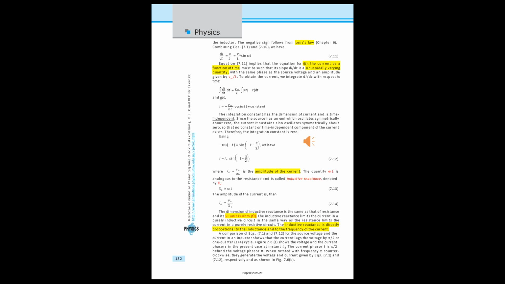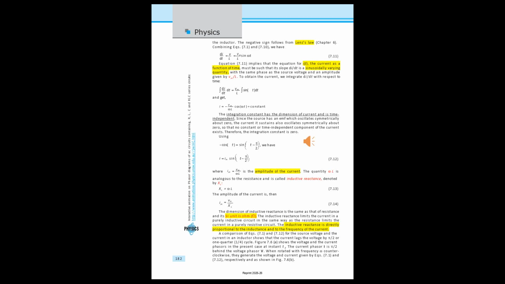Combining the equations 7.1 and 7.10, we have di by dt equal to v by L, that's given by Vm by L sin omega t. The equation 7.11 implies that the equation for i, the current as a function of time, must be such that its slope di by dt is a sinusoidally varying quantity with the same phase as the source voltage and an amplitude given by Vm by L.